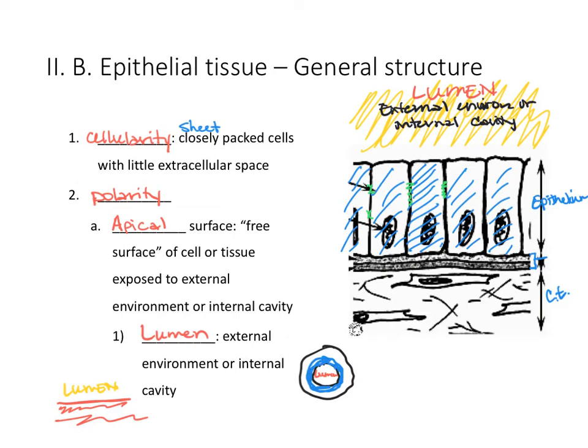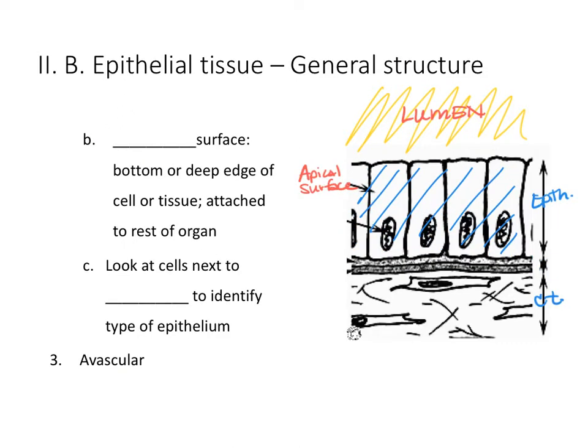Okay, so on this picture, the apical surface is going to be the surface that is right next to the lumen. The basal surface then is going to be sort of the bottom surface or the deep surface or edge of the cell or tissue that is attached to the rest of the organ. So on this picture, the end down here is going to be our basal surface. So all within the epithelium, the top is the apical surface, the bottom is the basal surface.